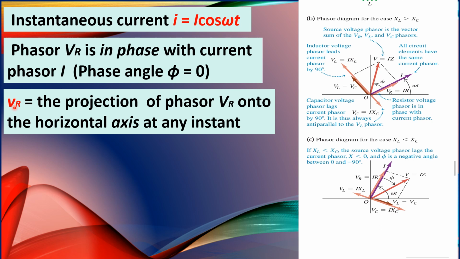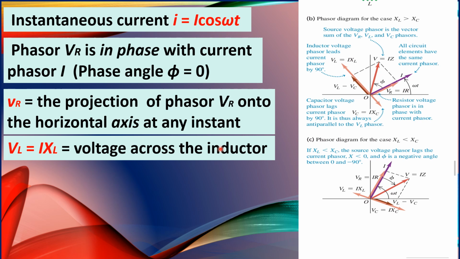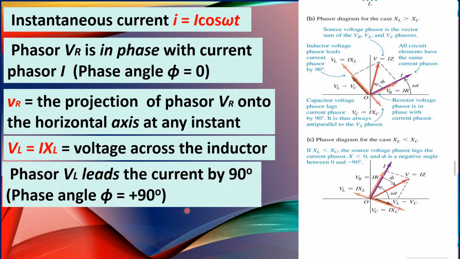So v sub r, small letter v sub r, that's the projection of phasor capital V sub r onto the horizontal axis at any given instant. Likewise, for the inductive voltage phasor V sub L, which we know is equal to the product of the current amplitude and the inductive reactance, capital X sub L, measures the voltage across the inductor, whose phase angle relative to the current is positive 90 degrees.